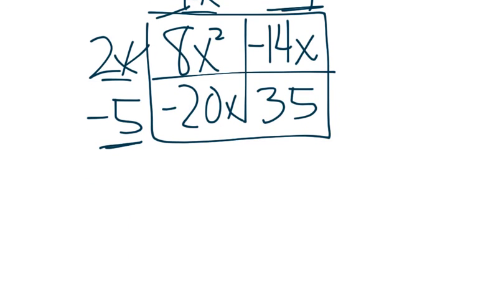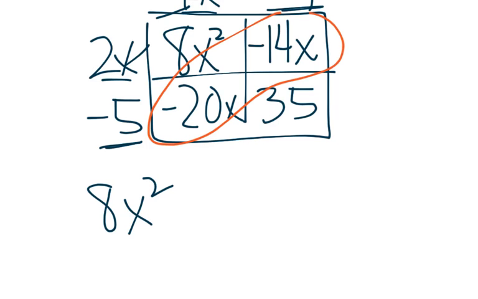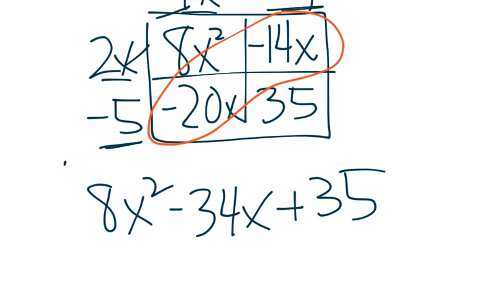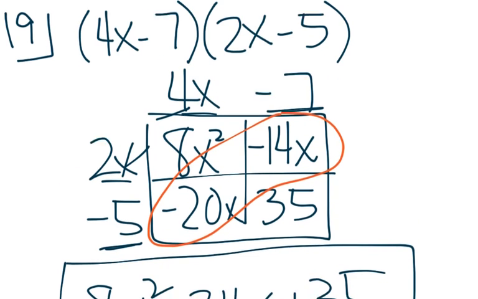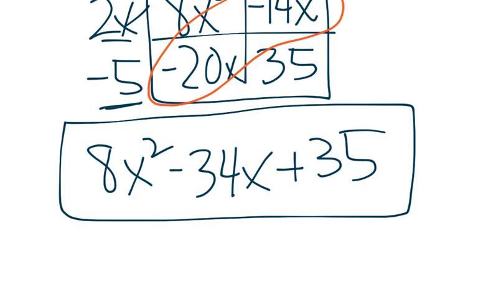So we're going to start in our top left corner, 8x squared, and then we're going to combine like terms. So -20x minus 14x. So when you have a negative minus a negative, it's the same as adding -20x plus -14x. So that is going to be -34x. And then plus 35. So this is our final answer for number 19. Okay, and we are all done with this section.